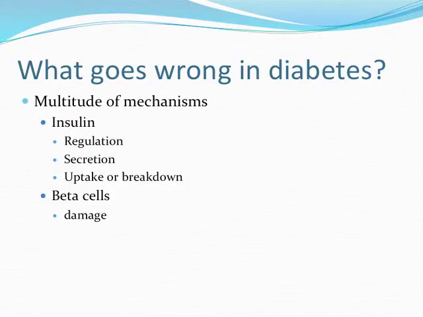So there are a couple of mechanisms by which diabetes is caused. As I said, it could be insulin production, regulation, secretion, or beta cell damage. Insulin is a hormone that is produced by the pancreas in the body. The pancreas is one of the organs in our body which makes insulin, and you need insulin to utilize glucose.